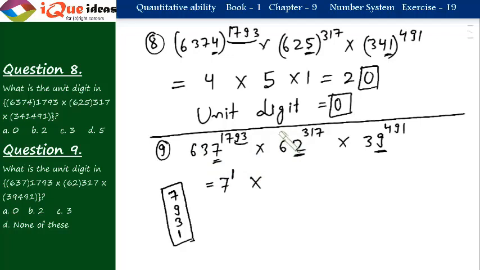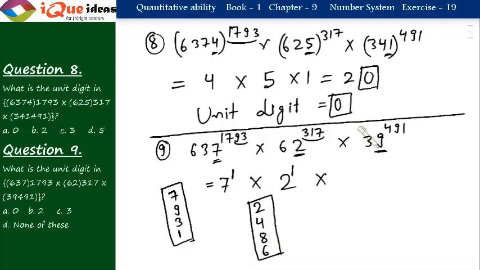Here it is 2. Again for 2 also cyclicity is 4. So whatever is the power is 317. Divide this by 4. Take only the last two digits of that power, that is 17. Divide by 4, remainder is 1. So unit digit will be decided by 2 raised to the power 1. You can check for 2 also. 2 raised to 1 is 2. 2 raised to 2 is 4, 2 raised to 3 is 8, 2 raised to 4 is 16, that is 6, and again 2, 4, 8, 6.